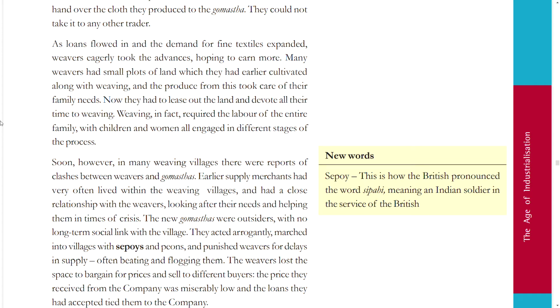As loans flowed in and the demand for fine textiles expanded, weavers eagerly took the advances, hoping to earn more. Many weavers had small plots of land which they had earlier cultivated along with weaving, and the produce from this took care of their family needs. Now they had to lease out the land and devote all their time to weaving. Weaving in fact required the labor of the entire family, with children and women all engaged in different stages of the process.